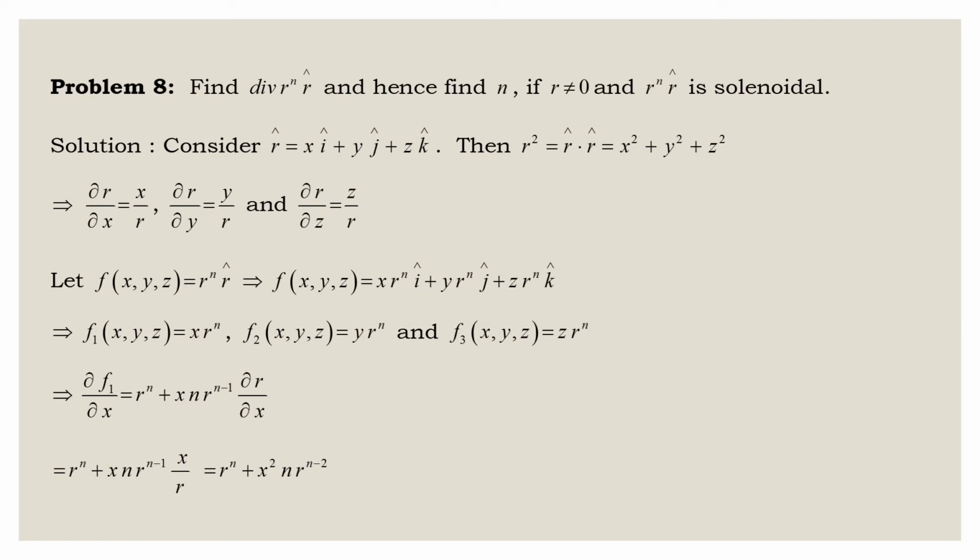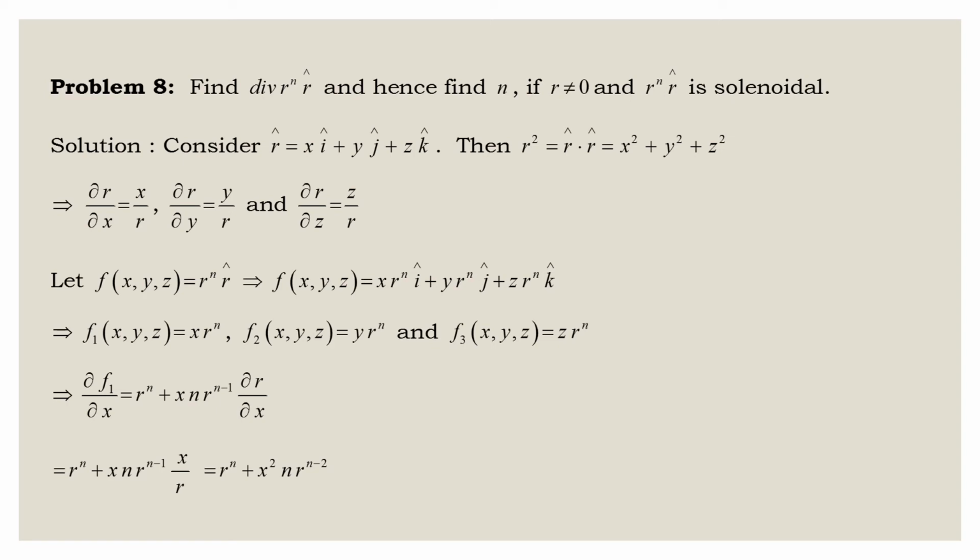R square is a scalar field. R is also a scalar field. R power n is also a scalar field. But r power n r cap is a vector field. To find out the divergence, we want vector fields.